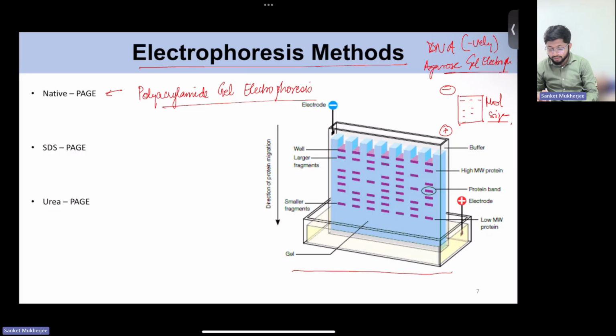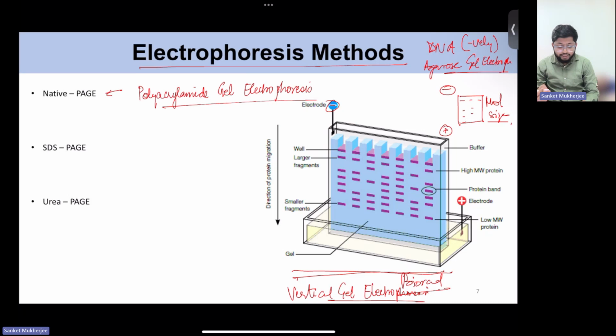the gel casting setup always looks like this. This image has been taken from Biorad, and this is how polyacrylamide gel electrophoresis works, and it is also known as vertical gel electrophoresis setup because it is arranged vertically, as you can see. The direction of protein migration is always towards gravity. Negative charge is at the top, positive is at the bottom, and that's how it works.